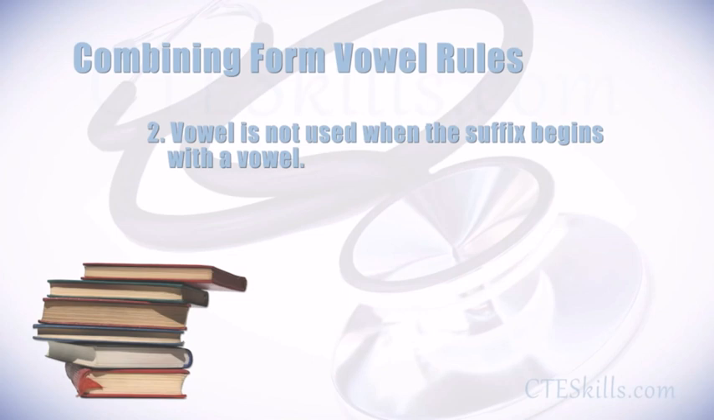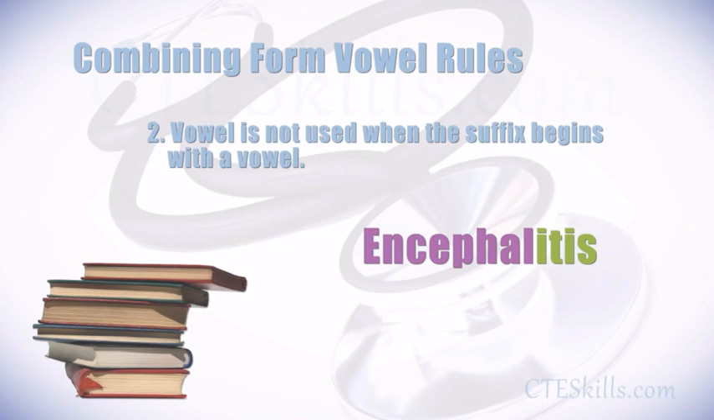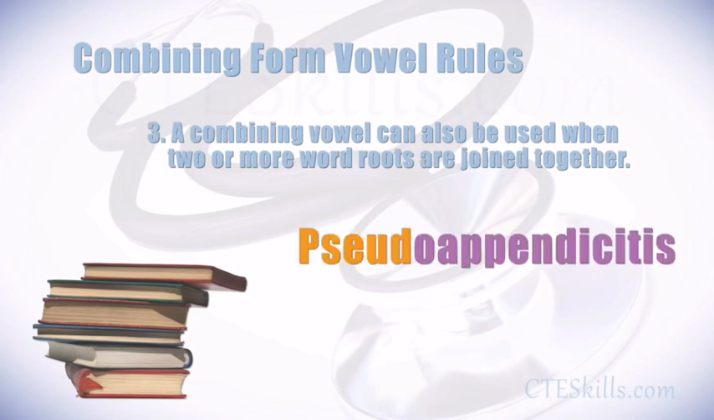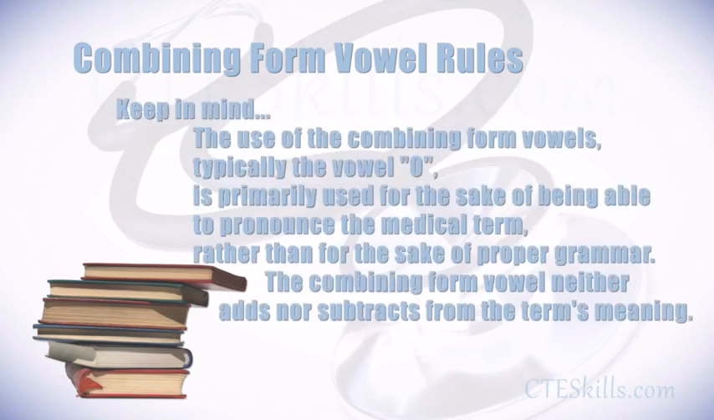A combining vowel is not used when the suffix begins with a vowel, as in encephalitis. And a combining vowel can also be used when two or more word roots are joined together, such as with pseudoappendicitis. Keep in mind, the use of combining form vowels, which is typically the vowel O, is primarily used for the sake of being able to pronounce the medical term, not so much for the sake of proper grammar. The combining form vowel neither adds nor subtracts from the term's meaning.